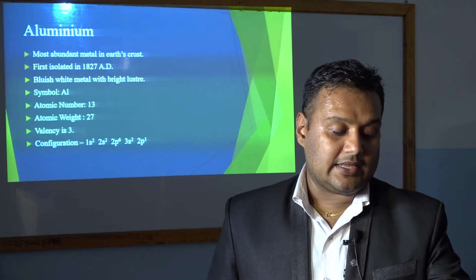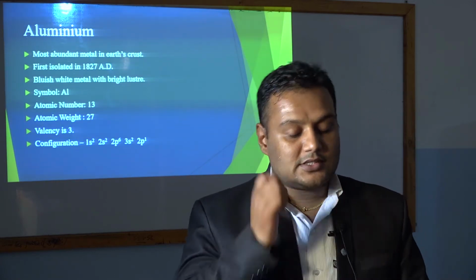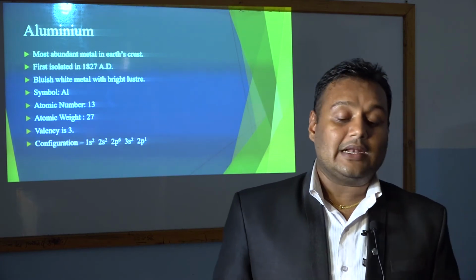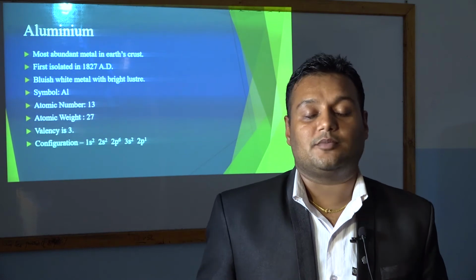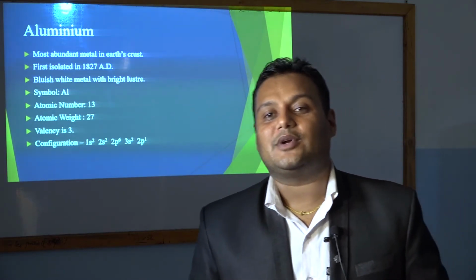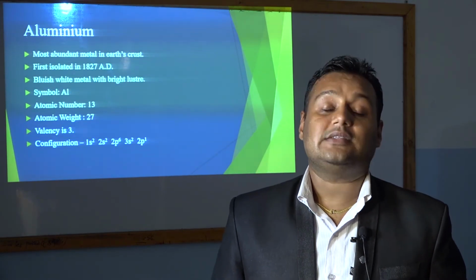It has a shiny color in its physical appearance. The symbol of aluminium is Al. From its name, we have derived the two letters: the first letter is A and the second is L. So we use Al as its symbol.